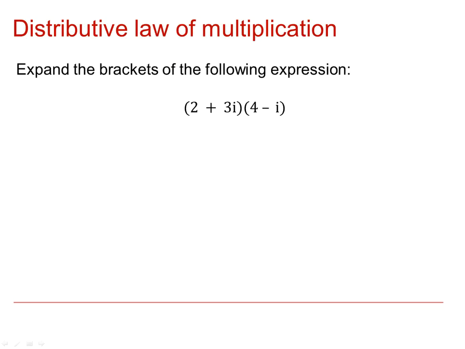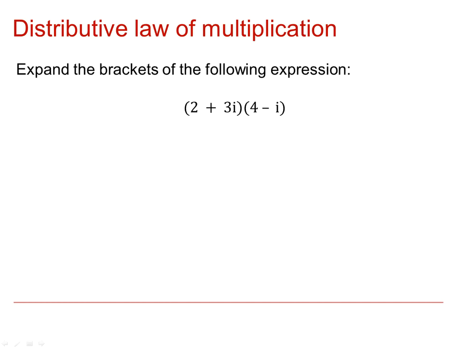So when multiplying two complex numbers together, we write them in brackets and then expand the brackets as we would do in any other situation where we've got two brackets multiplied together. So I quite often use the acronym FOIL for first, outside, inside, last.